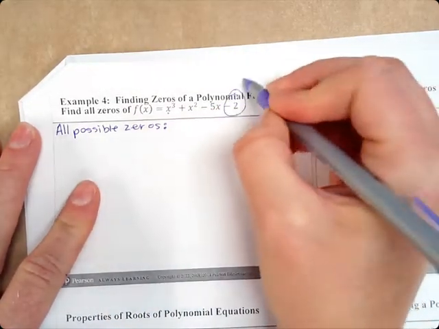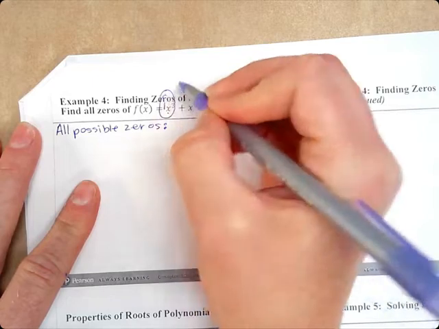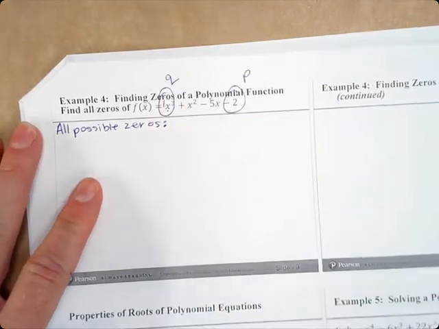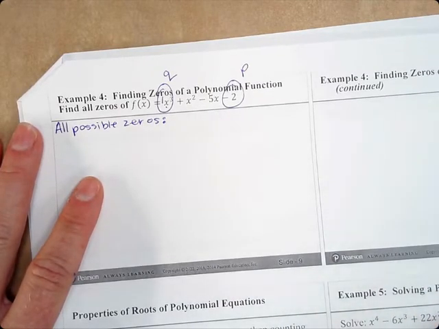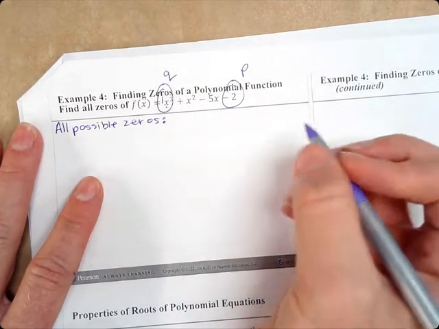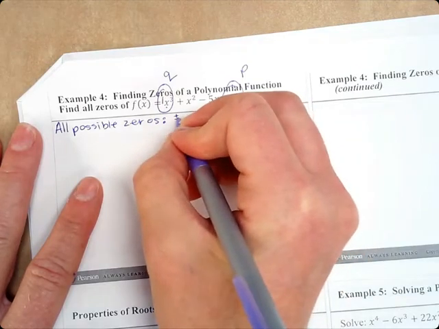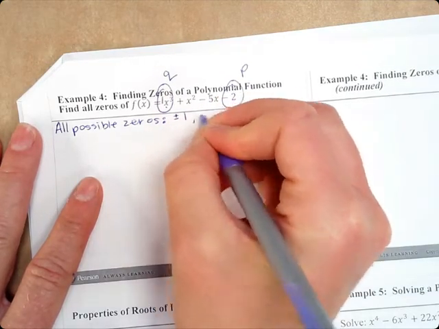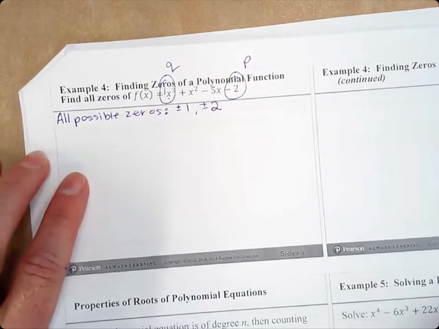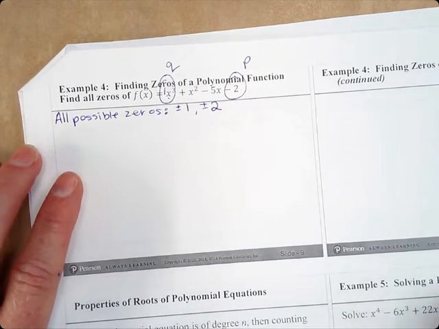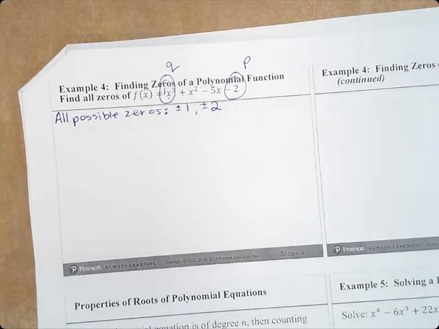So this is my P. This is Q. Just -2, the factors of -2 over the factors of 1. So what are all the possible zeros? Plus or minus 1 and plus or minus 2. Okay, we can start with any one of them. We just need to find one that works. So what do y'all want to start with?